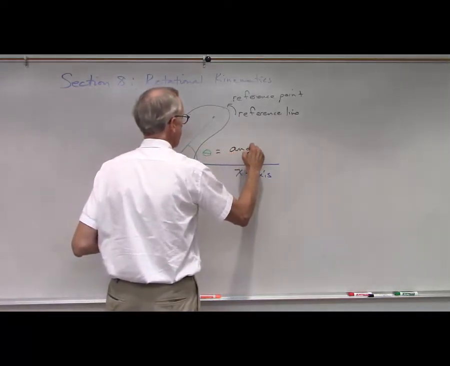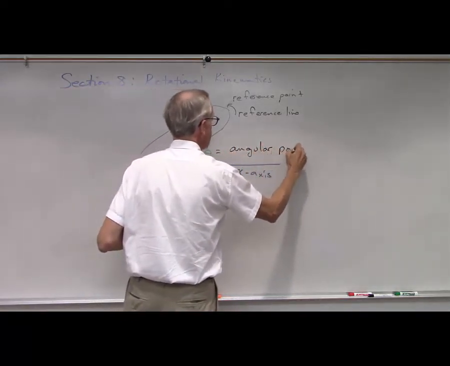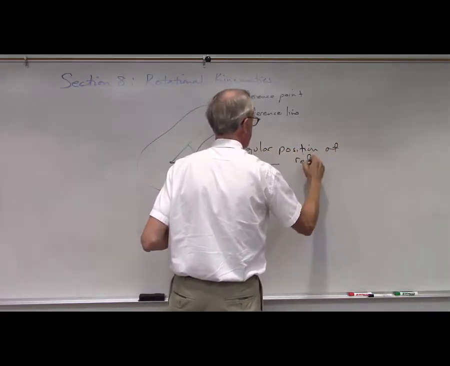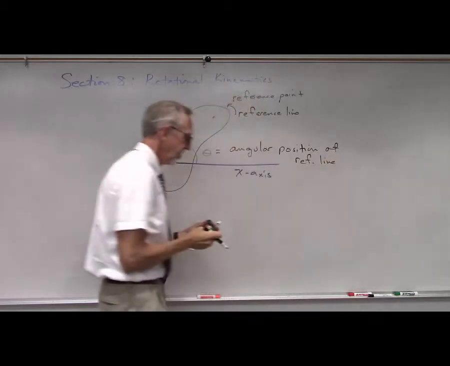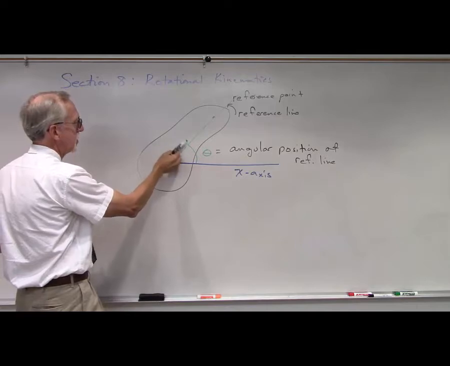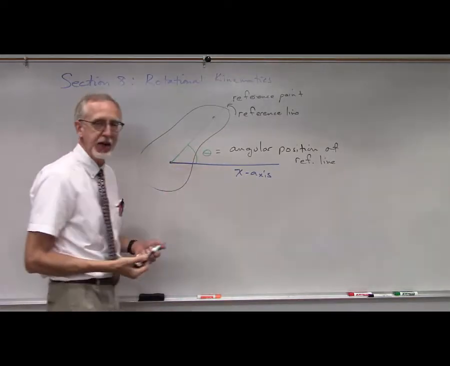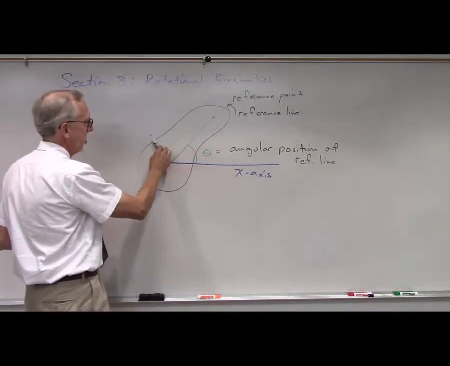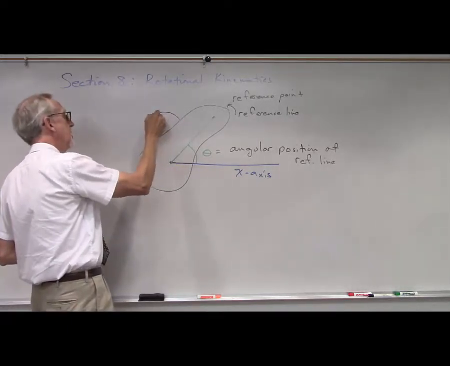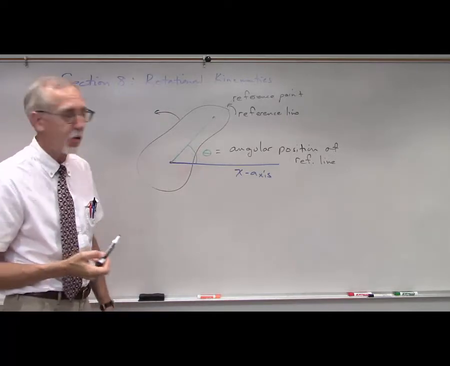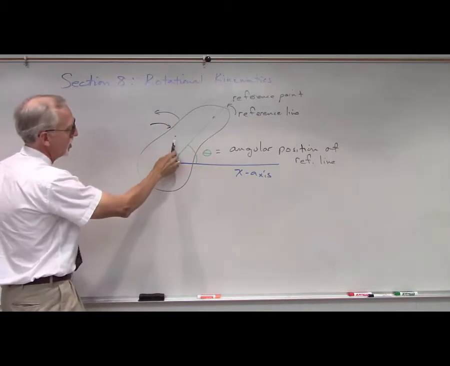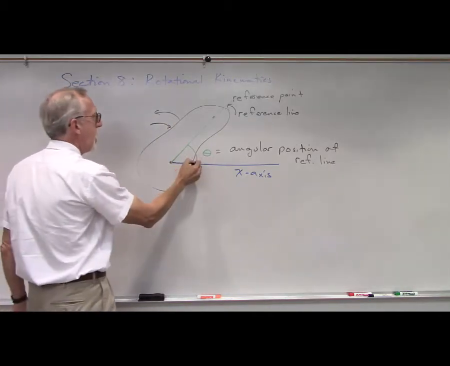And we're going to call theta the angular position of the reference line. So notice, as the object rotates around, as this reference line rotates around, theta is going to change. Theta could increase, it could decrease. If the object is rotating, say, counterclockwise, theta would increase. If it rotates clockwise, theta would decrease.